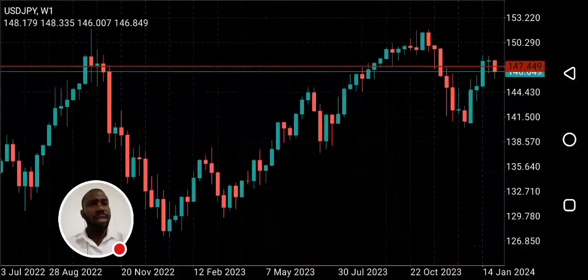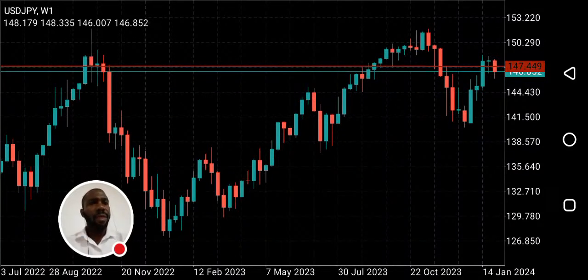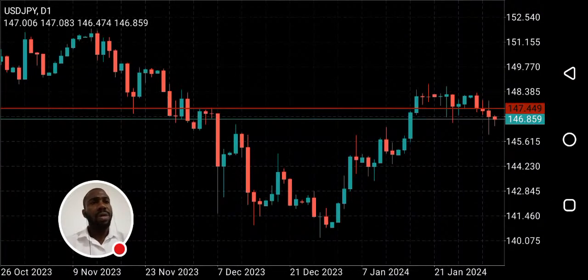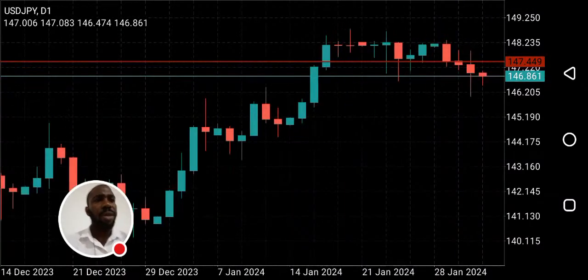Let me go to the weekly and see. Okay, it actually looks bearish at the moment. Going by the weekly pattern, USD JPY is bearish.